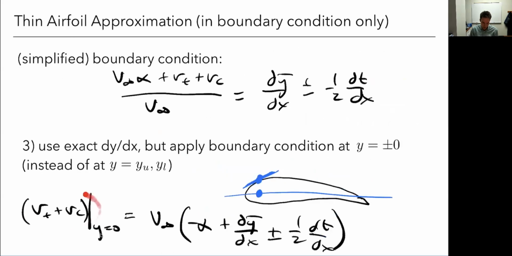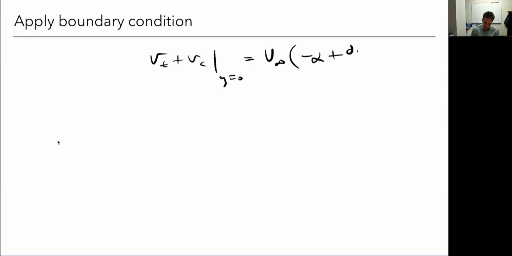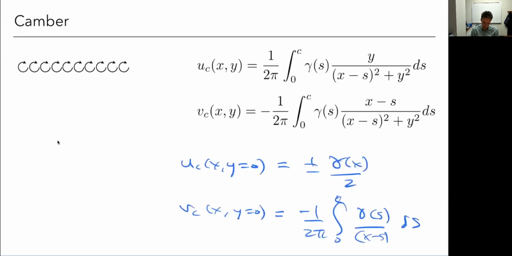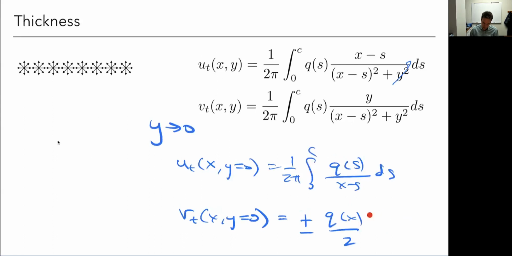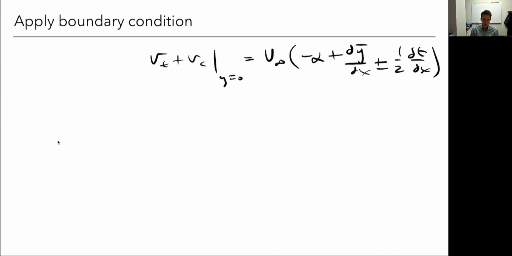I can put them in this boundary condition, so let's write all that out right now. Actually, I'll just write exactly what we had before, just so I can remember. We had Vt plus Vc evaluated at y equals 0 is equal to V infinity times a minus alpha plus dy bar dx plus or minus 1/2 dt dx. This is what we already derived. Now we just computed Vt and Vc, right, this is Vc and this is Vt. We computed them at y equals 0, so let's plug them in.